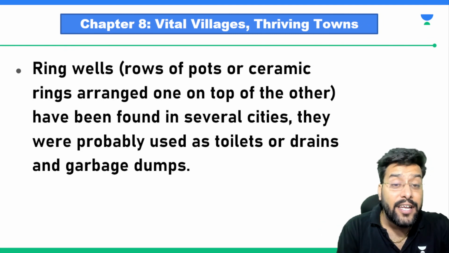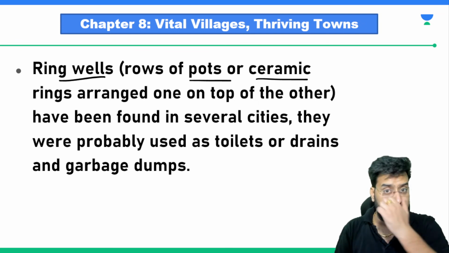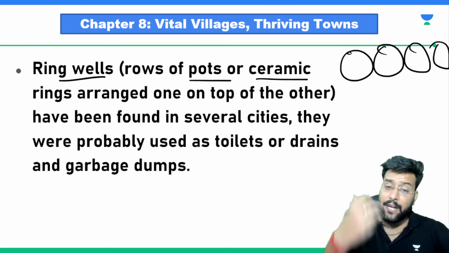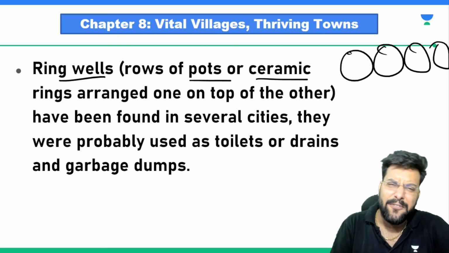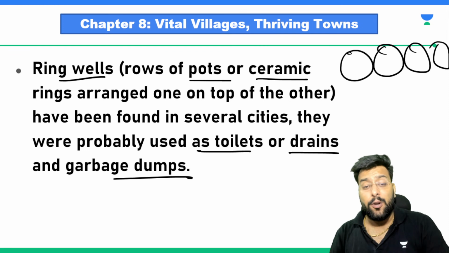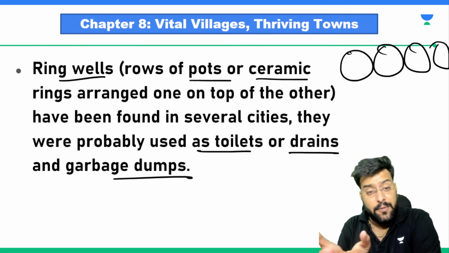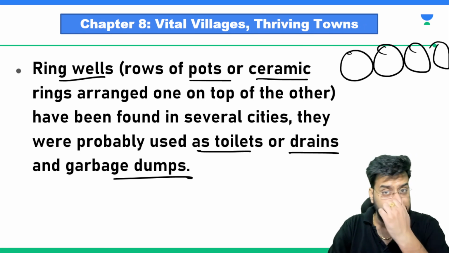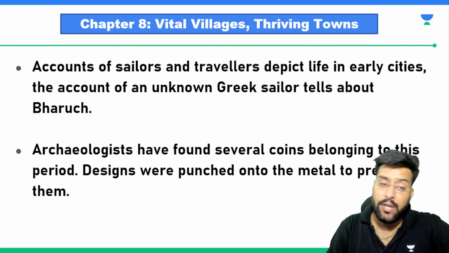We found ring wells, rows of pots and ceramic rings arranged together like that. They were found in several cities, and it is believed that they may have been used as toilets, drains or garbage dumps. So people could use them for toilet purposes, as drains or even as garbage dumps. These things were found during these times in towns like Mathura and others.